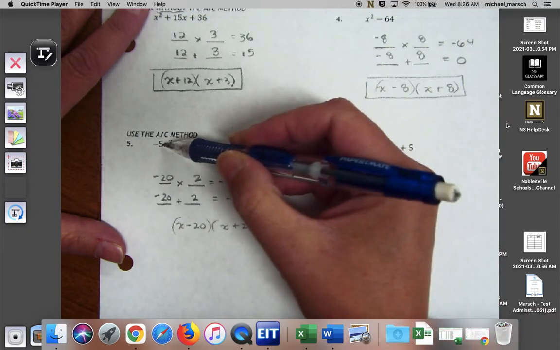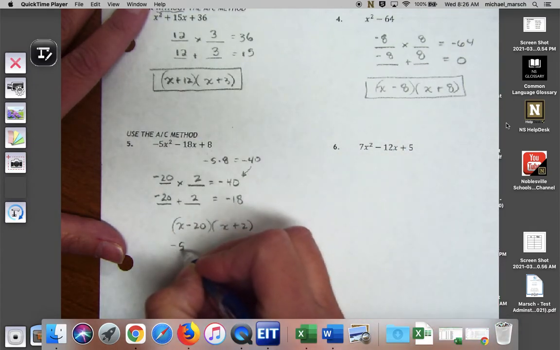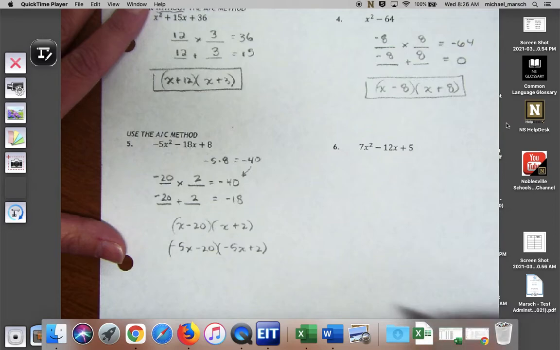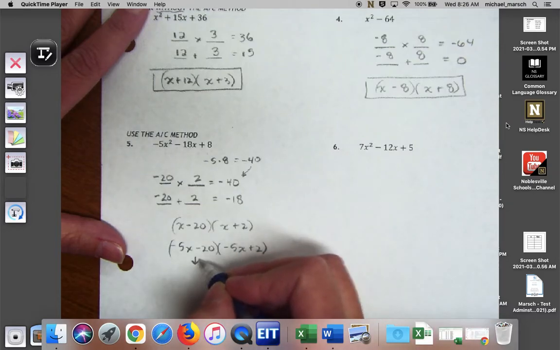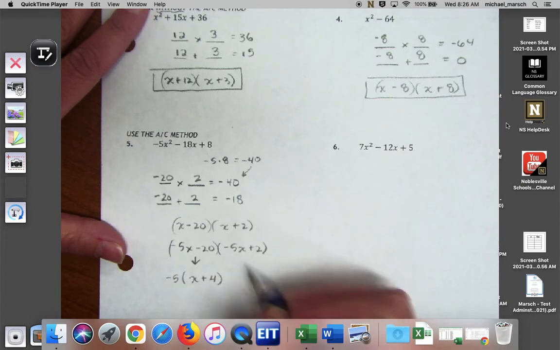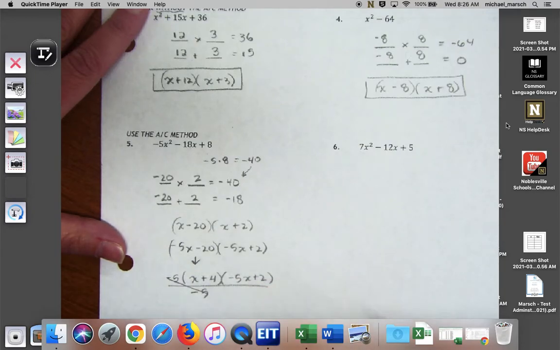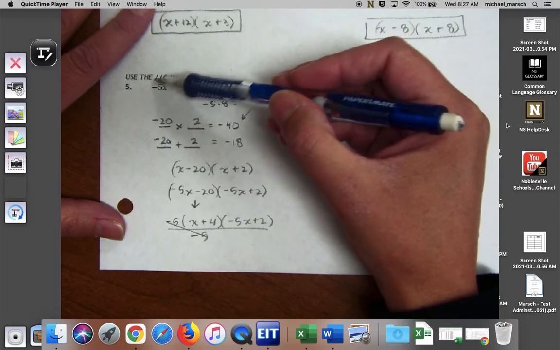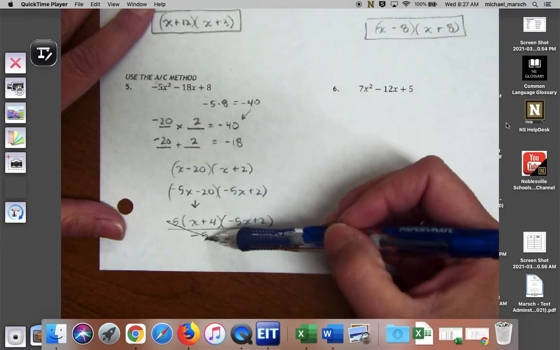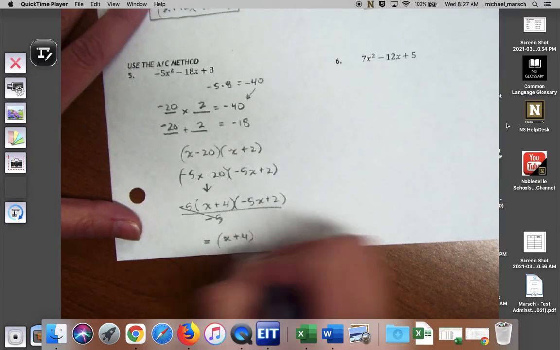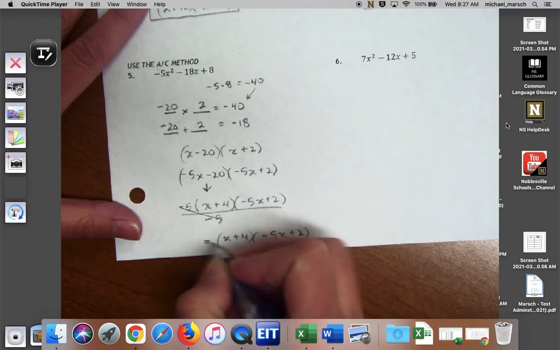This is where I sneak that a back into both quantities, so negative 5x minus 20 times negative 5x plus 2. This one can have a greatest common factor. I'm going to take out the negative 5. That's going to be times x plus 4 times the negative 5x plus 2. Divide by the negative 5, the a value that I started with. And if you weren't sure if you should take out a negative value, go back up and look at your a. If this is negative 5, you're going to want to take out a negative 5 so that they cancel. So then your final answer is x plus 4 times negative 5x plus 2.